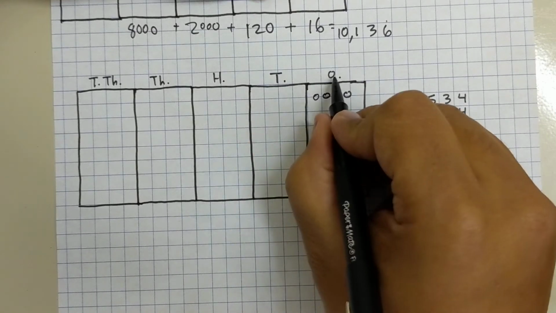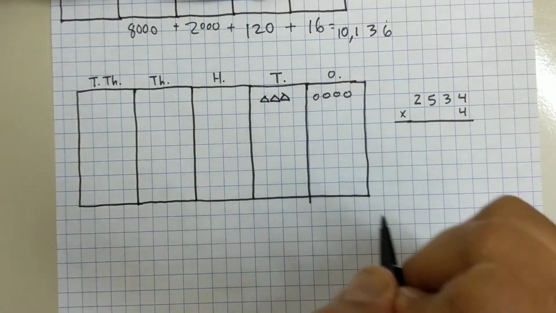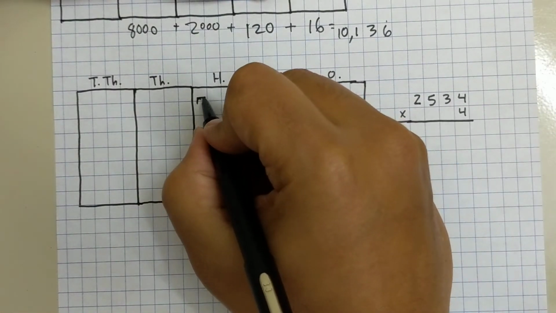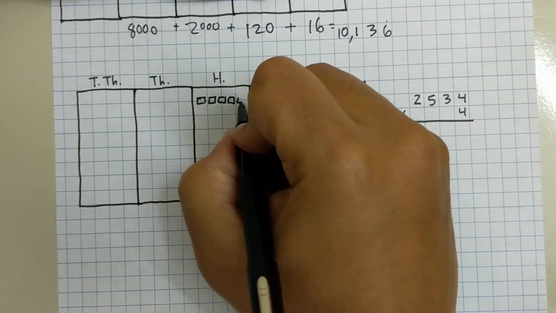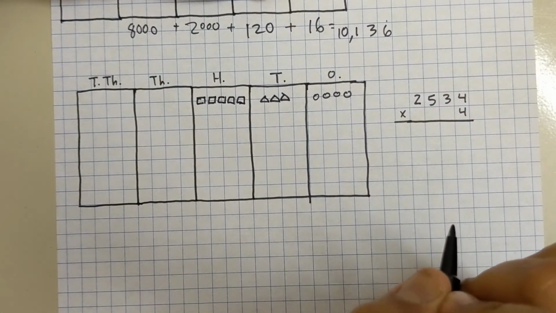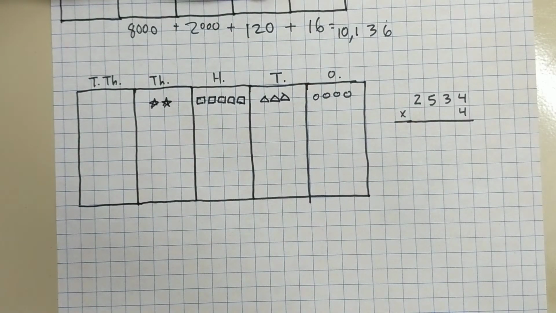A $10 bill is different from a $1 bill, so I'm going to use a different picture. Triangles for my tens. I've got 5 hundreds, so I'll do 1, 2, 3, 4, 5 hundreds. And then I've got 2 thousands, so I will do 1, 2 thousands.